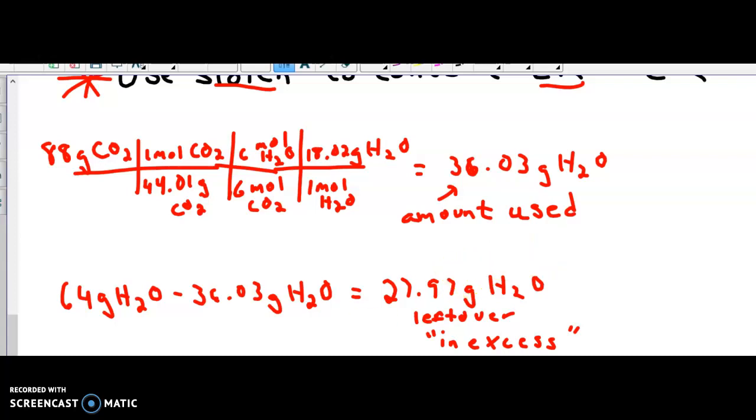But anyway, that is limiting and excess reactants. We will learn how to do theoretical and percent yield in another video soon.